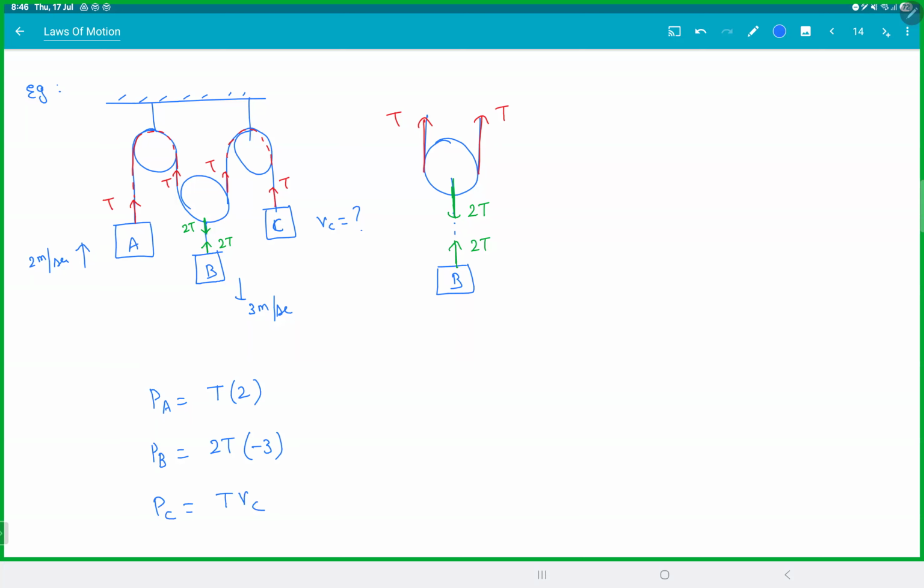Total power has to be 0. So 2T minus 6T plus T VC is equal to 0. You will get VC is equal to -4, meaning it is going +4. The signs will take care of themselves automatically. So we assume VC is going up. If I got plus, meaning my direction is right. If I got minus, meaning it is going in the opposite direction. Clear with the steps? All got this?